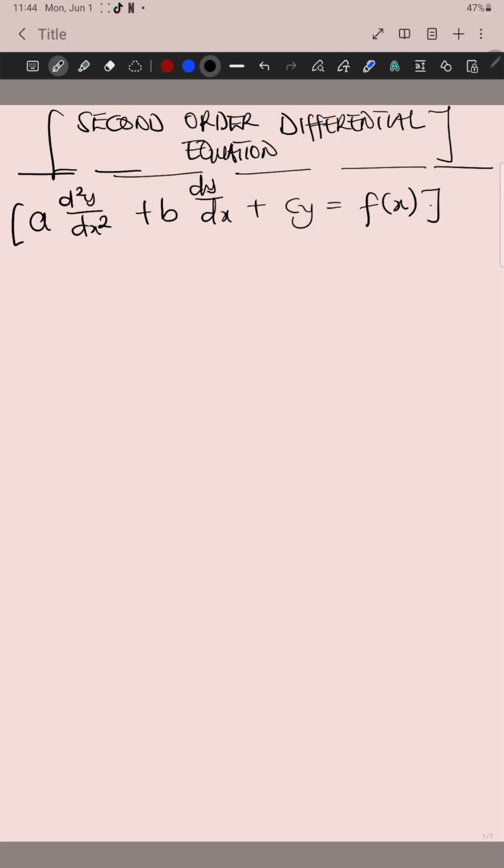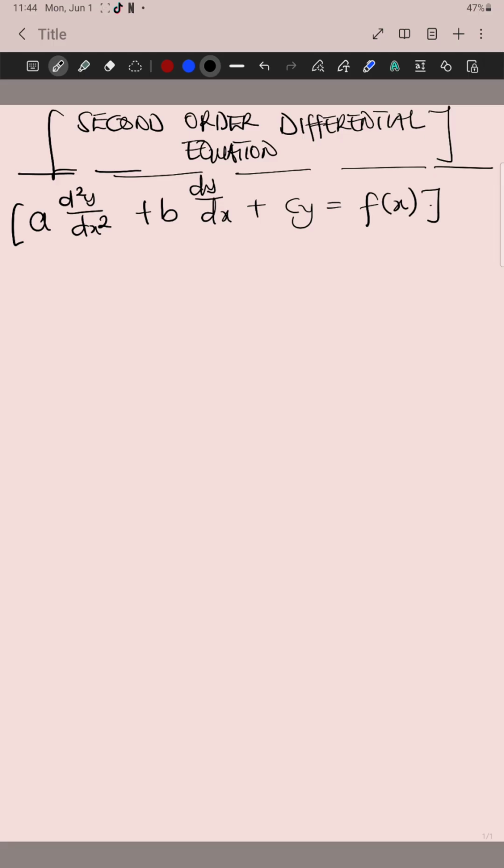And when I mean second order differential equation, what I'm trying to say is that we have a d squared y over dx squared plus b dy over dx plus cy is equal to f of x. This is what I mean when I say second order differential equation. So as we have seen it here, we now begin to understand what we are talking about in detail. Now in this particular form, we all know that this is a second order differential equation.